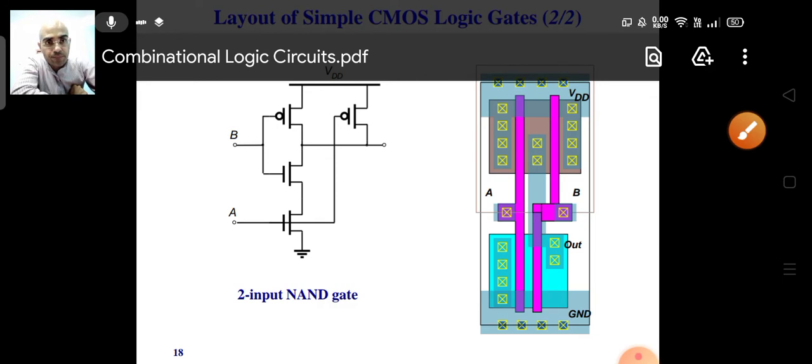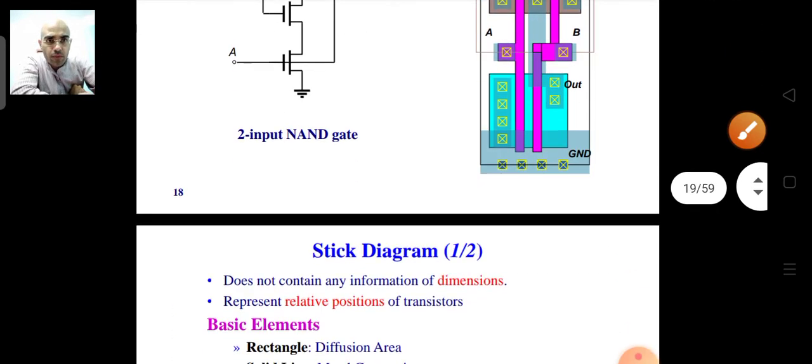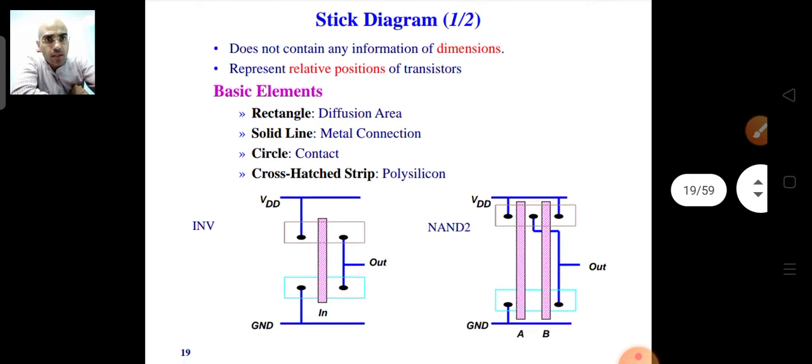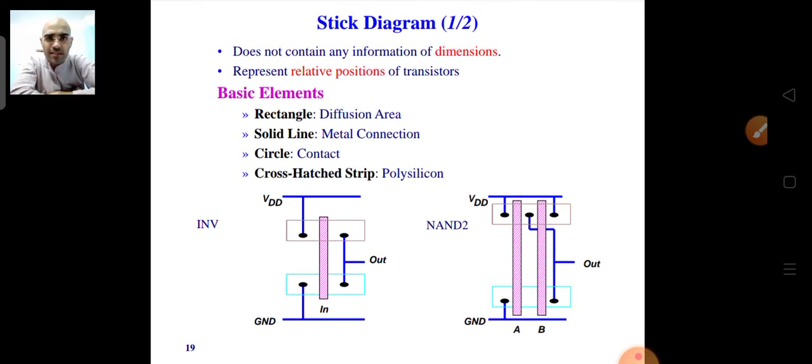So let's move on from this layout to the stick diagram. How to draw the stick diagram? Basically a stick diagram is nothing but a rough diagram, as I have told you, without dimensions. You don't have to take care of the dimensions, but you have to take care of the relative positions, where the transistors should come, so that the layout consumes as minimum area as possible. Because if it consumes minimum area, then obviously the power dissipation and other things will also be less.